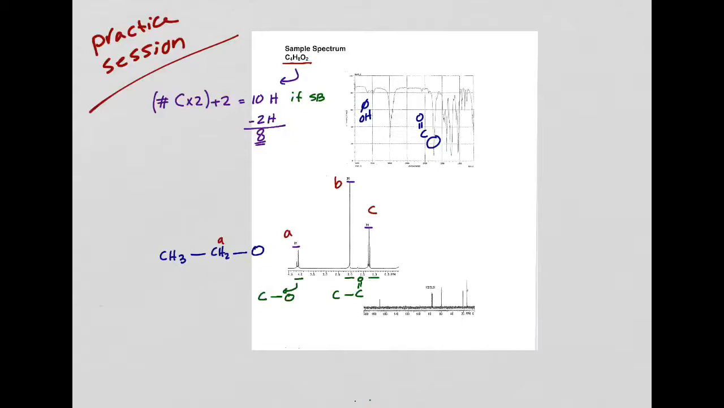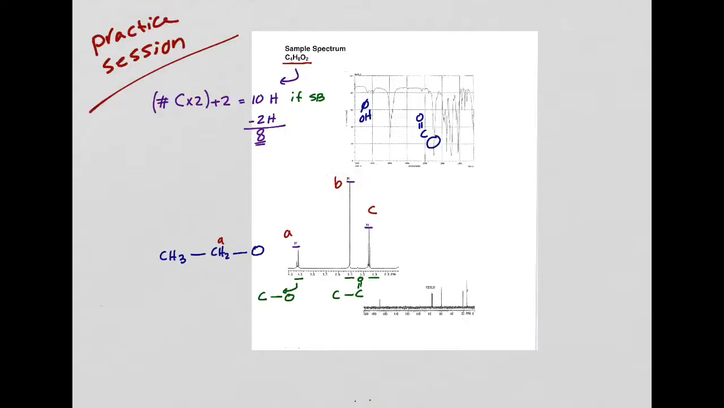Now, let's look at peak B. So we said that for peak B, the hydrogen is attached to this carbon. This carbon is attached to a carbonyl group. That's why it shows up around 2 ppm. Okay. Now, how many hydrogens? 3 hydrogens. So 3 hydrogens.